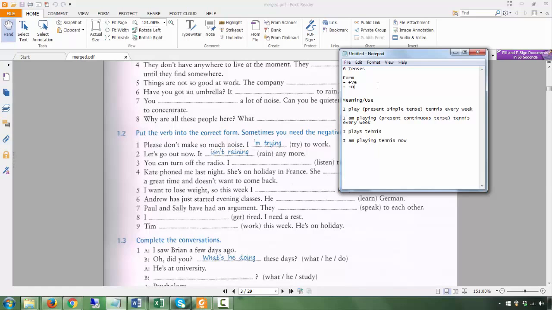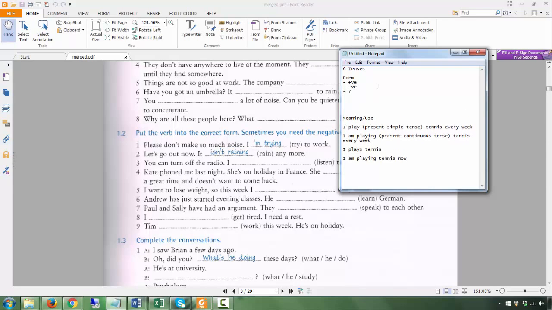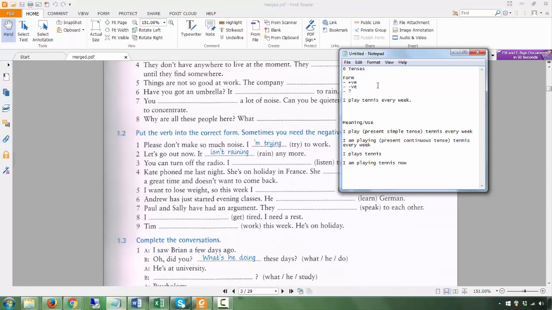You need to know the negative. You need to know how to create a question. For example, you say, I play tennis, or you say, I play tennis every week. This is a positive. All right, how do you put it in the negative? I do not play tennis every week. Now, do you see how the form is different?